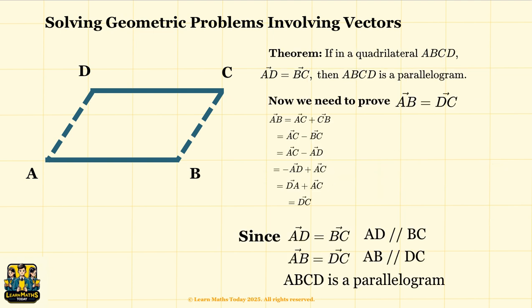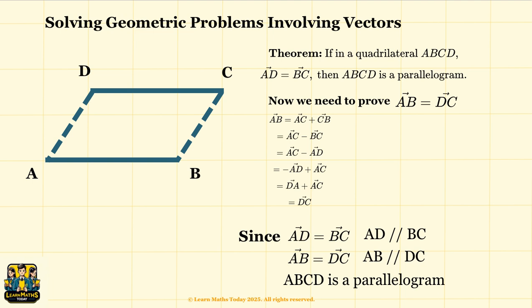We already know earlier that one pair of parallel sides, AD and BC, are equal and parallel. But to fully show that ABCD is a parallelogram, we also need to show the other pair of sides are parallel. In other words, vectors AB and DC are equal and parallel as well. So now we need to prove that vector AB equals vector DC. Let's go through the steps.